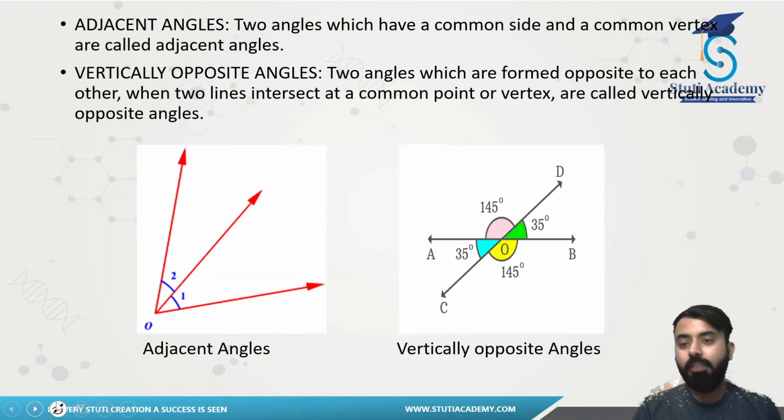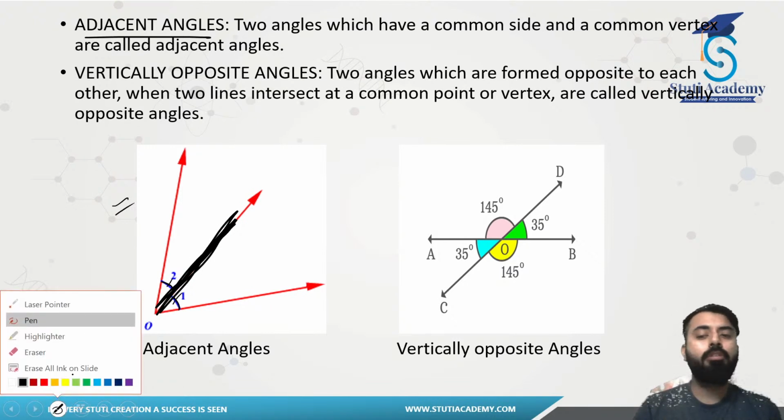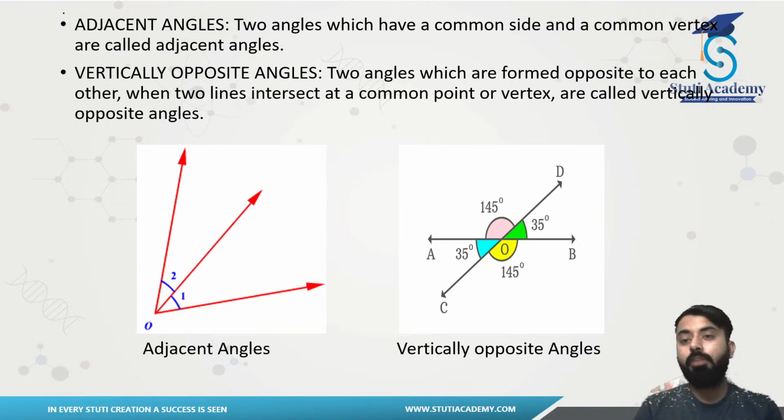So let's move forward and see adjacent angles. What are adjacent angles? Adjacent angles are those angles which have a common side and a common vertex. If I look at this figure, if two angles are separated by one transversal or one common vertex, then those will be your adjacent angles. We are going to deal with adjacent angles later on while we are having our parallel lines. For now, just remember this: two angles will be called adjacent angles if they have one common vertex and one common side.